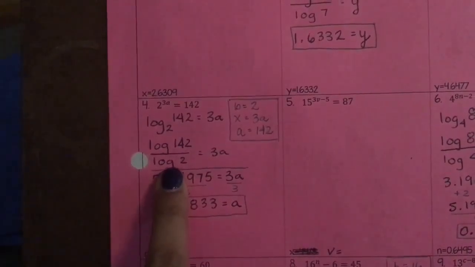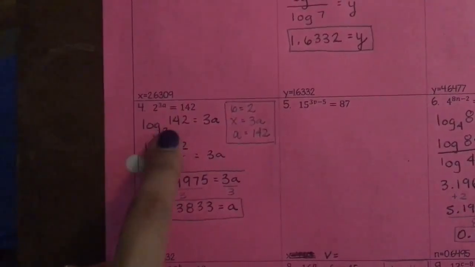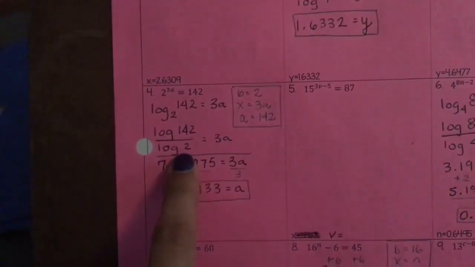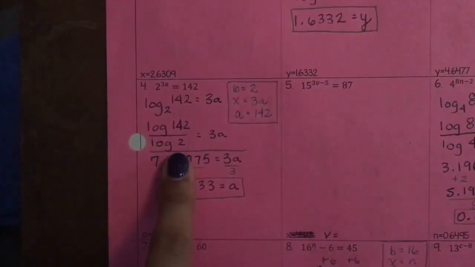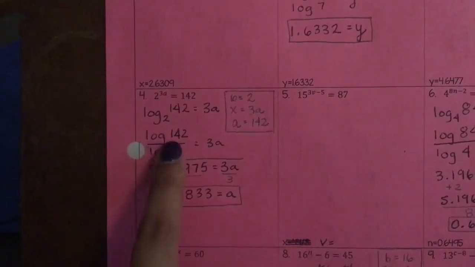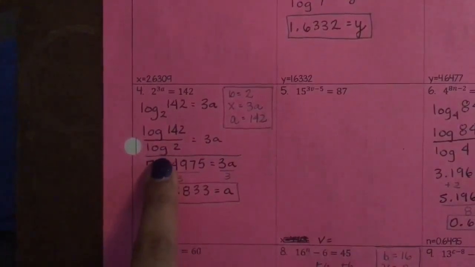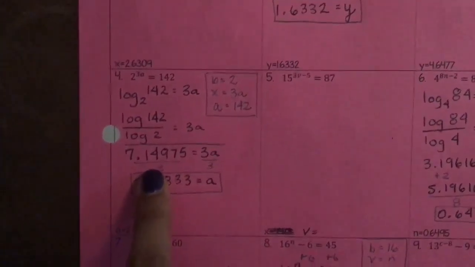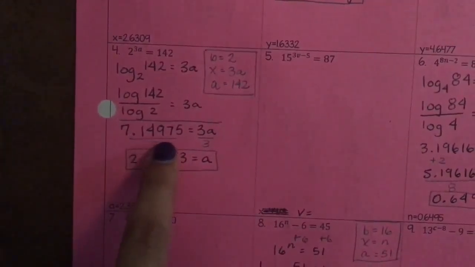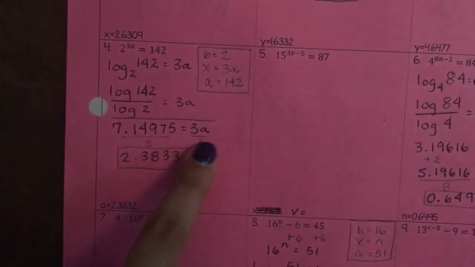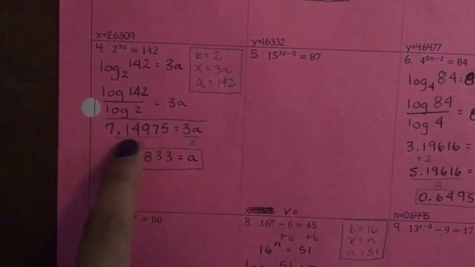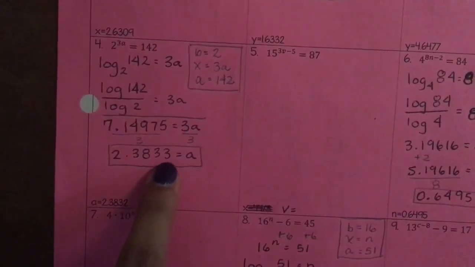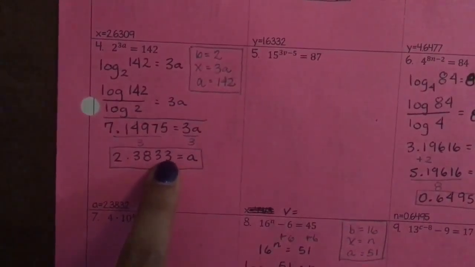Finally, we can use the change of base formula to write this in a manner that we can put into our calculators. We can type in log of 142 divided by log of 2 to get us a value of 3a. This gives us 7.14975 equals 3a. Note that I kept 5 places beyond the decimal because I know that I'm going to need to round to the 4th decimal place.